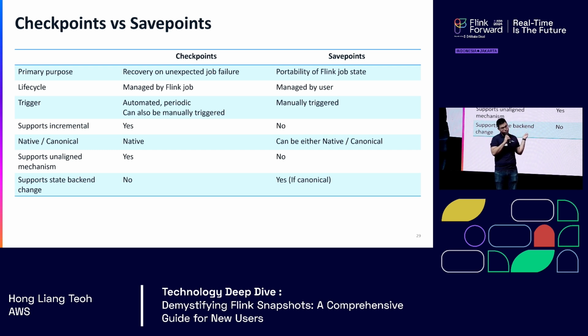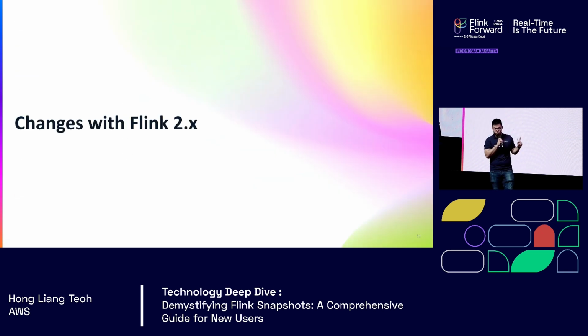And then, I guess, I just mentioned again, the state backend change. Checkpoints don't support state backend change because they're native. And if you use a canonical save point, you can support a state backend change. Happy to explain this a bit later as well. There's a lot of concepts here. But I think these are just a brief overview, and you can look into them a bit deeper as you need to, right? That's checkpoints versus save points.